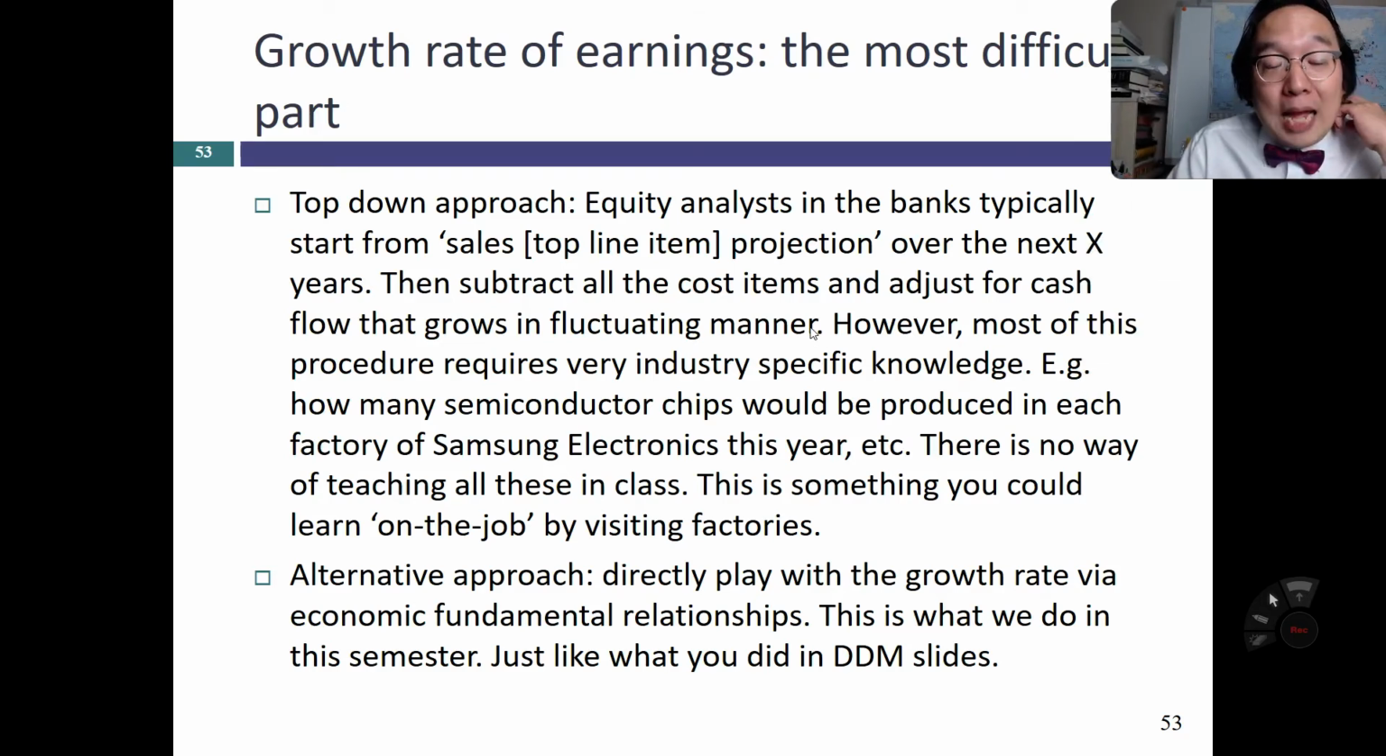Well, the top-down approach is there if you go to the industry, okay? Equity analysts in banks typically start from top lines, which is sales, okay? Over the next X years. Then subtract all the cost items and adjust for cash flows that grow in a fluctuating manner, okay? However, most of this procedure requires very industry-specific knowledge. For example, if it is Samsung Electronics, how many semiconductor chips would be produced in each different factory and each different specification of chips, right?